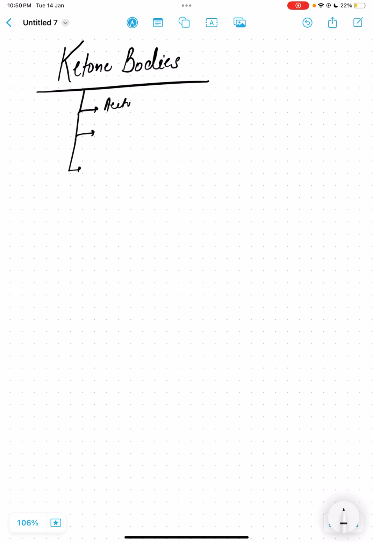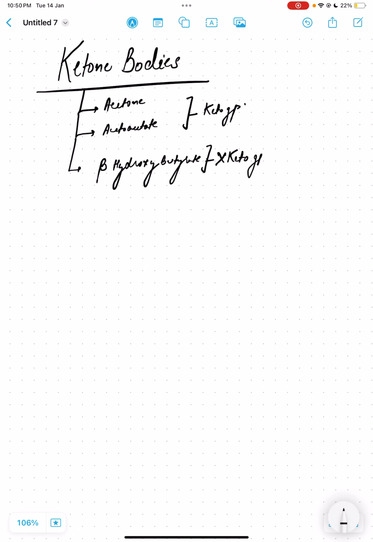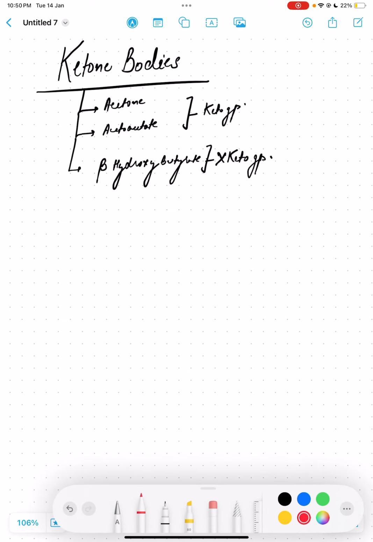It is acetone, acetoacetate, and beta hydroxybutyrate. Okay. Acetone and acetoacetate basically consist of a keto group, and beta hydroxybutyrate doesn't have any keto group. Okay. Acetone basically has a fruity odor.